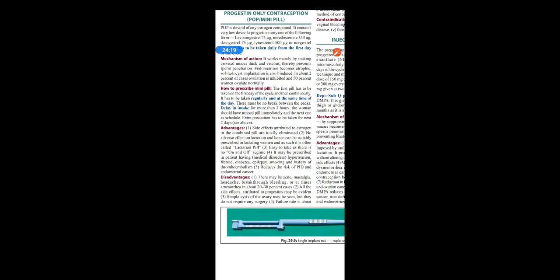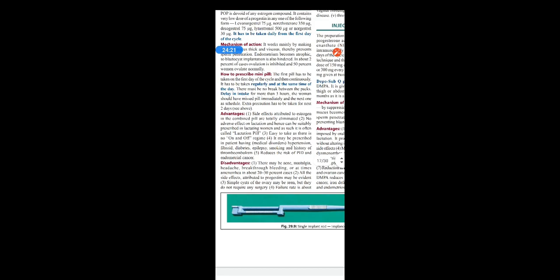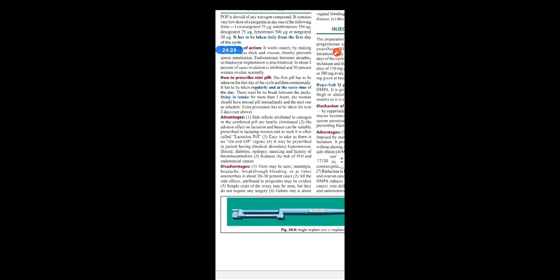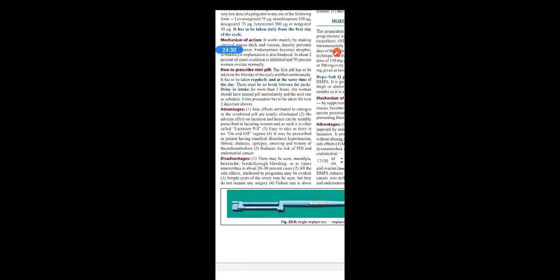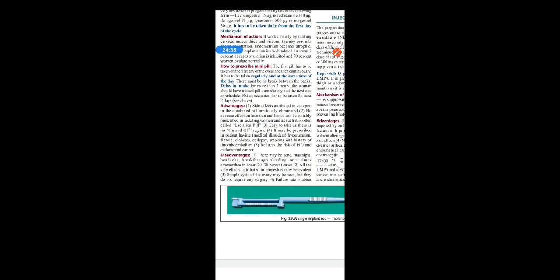How to prescribe this mini pill or progesterone only pill is, the first pill has to be taken on the first day of the cycle and then continuously. It has to be taken regularly and at the same time of the day. There must be no break between the packs. If there is a delay in intake for more than 3 hours, the woman should take the missed pill immediately and the next one as scheduled. Extra precaution has to be taken for the next 2 days. If she misses a pill, then she has to take it immediately, and at that time she has to take extra precaution by the use of condoms, etc.